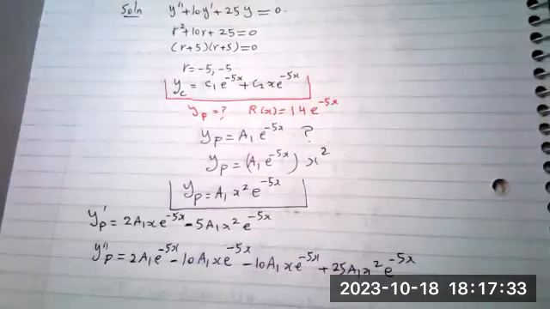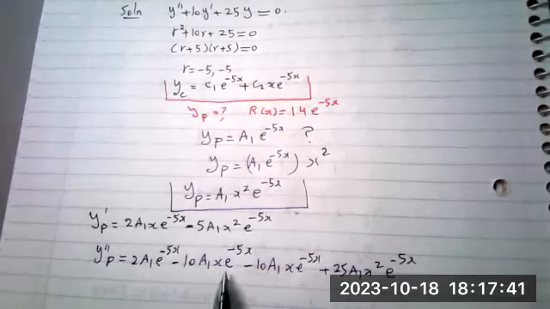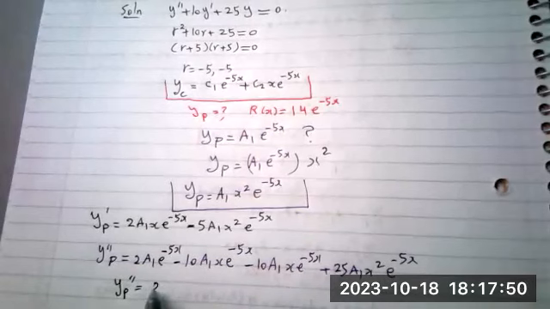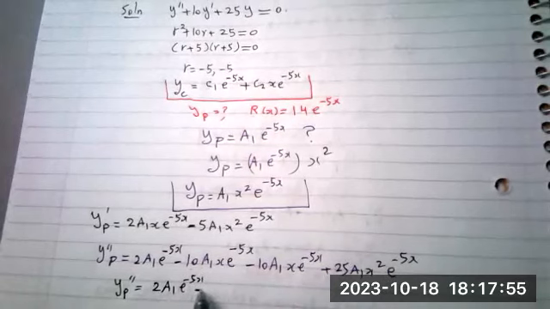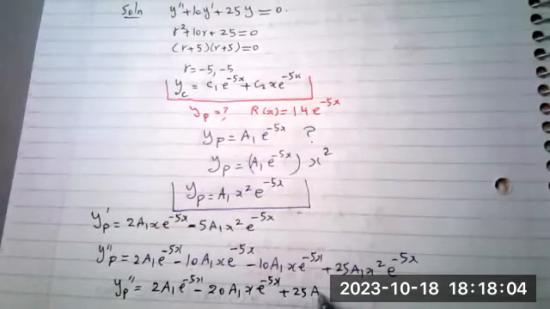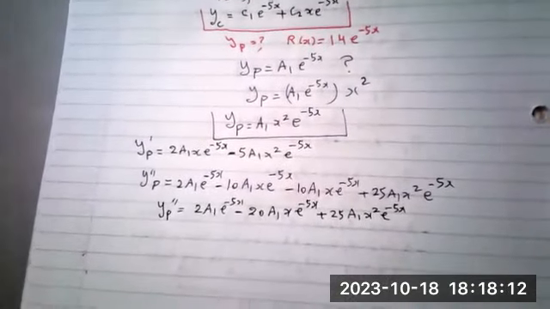You check to see if you can simplify it before going to the next part. So we have 2a1 e to the negative 5x. We can simplify the middle one only; these middle ones are like terms. So y double prime is equal to 2a1 e to the negative 5x, minus 10a1 and 10a1 would be 20a1 x e to the negative 5x, and then you have 25 a1 x squared e to the negative 5x. That would be your yp double prime.